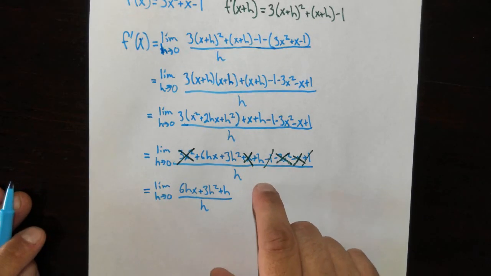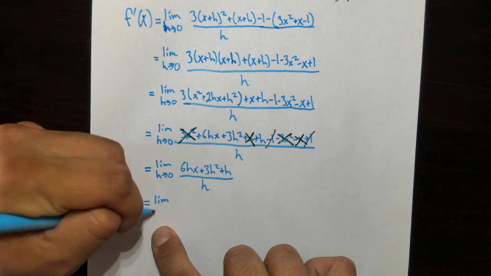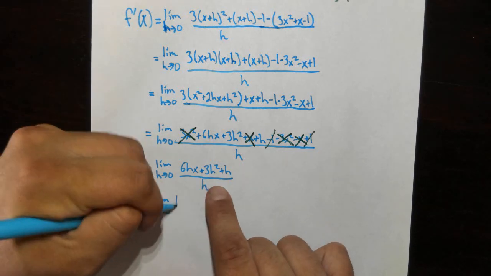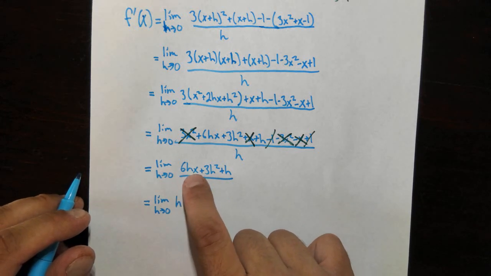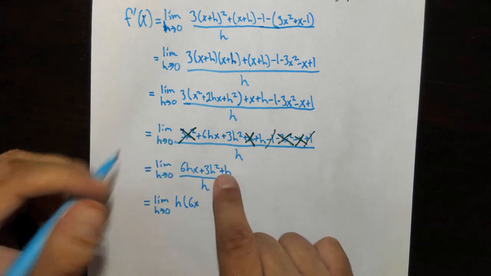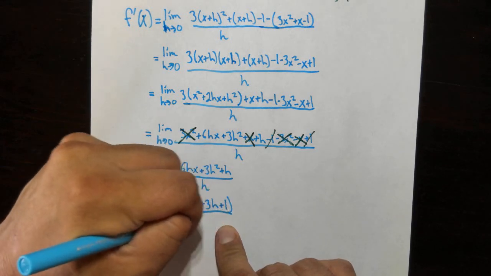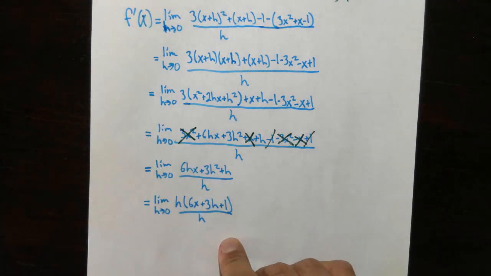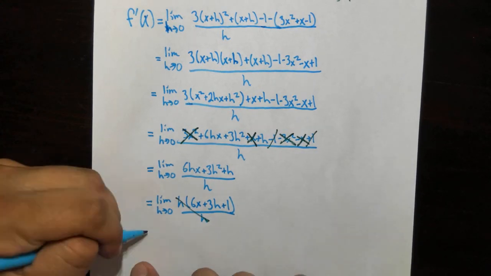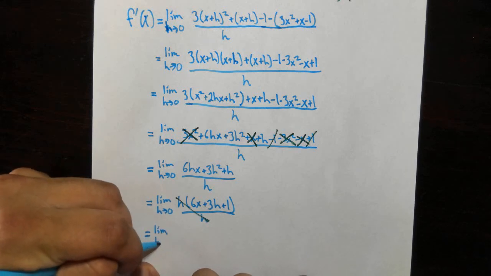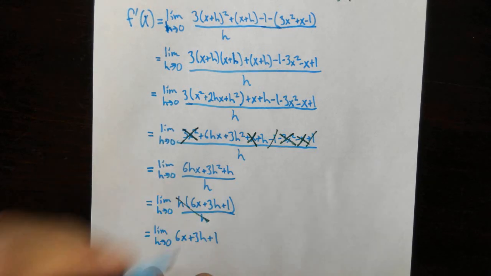And again, we can factor out an h out of everything on top. So we have the limit as h approaches 0. I'm going to factor out this h, which really means we're dividing all of this by h. So 6hx turns to 6x. 3h squared turns to 3h. h turns to plus 1, all over h. And then finally, cancel out that nagging h on the bottom. So the limit as h approaches 0 is really 6x plus 3h plus 1.